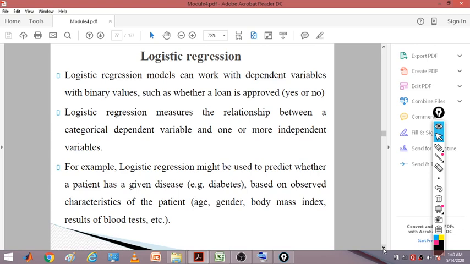Logistic regression models the relationship between a categorical dependent variable and one or more independent variables. That means you can have one or more features, and the output, the dependent or target variable, is categorical in nature, in terms of yes or no, or 0 or 1. Logistic regression might be used to predict whether a patient has a given disease or not, based on observed characteristics of the patient, like the independent variables age, gender, body mass index, results of blood tests, etc.